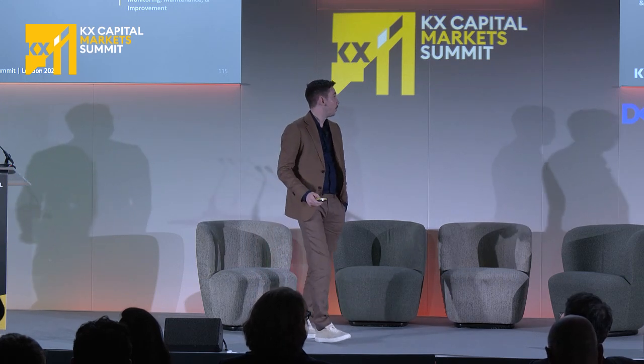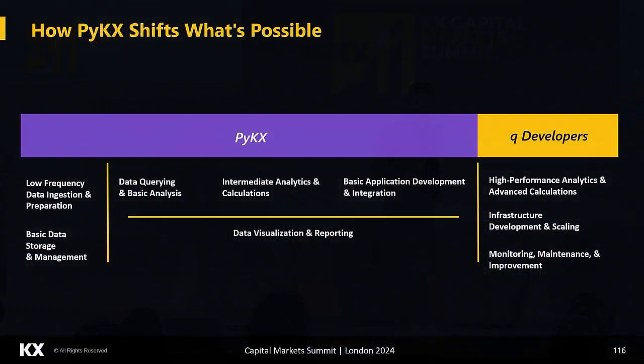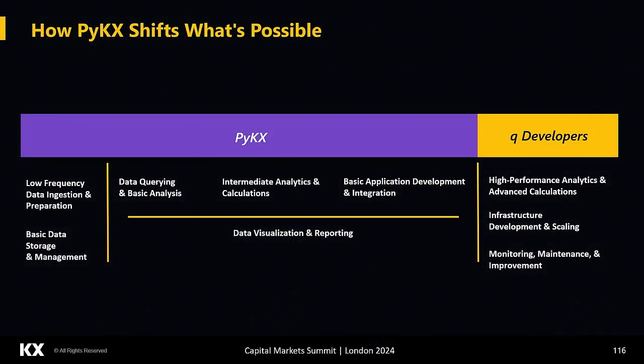The vision for what PyKX provides is the ability to move the Q developers' responsibilities so that others can cover those things on the left-hand side if they need to, while Q developers focus more on the high-performance elements and get the most value out of the engineers themselves. Q developers are best at developing high-performance analytics and calculations and scaling their infrastructure, but they shouldn't need to worry about building basic APIs or basic integrations or onboarding a new Parquet data frame into a KDB database. It should be possible for somebody else to do that.